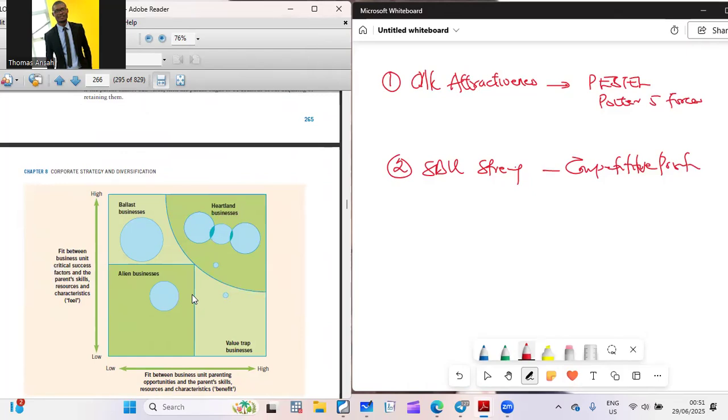So look at it. The purpose is to assess how well a corporate parent fits with its SBU, on its ability to understand and add value to the SBU. To understand is what we call feel. What is the feeling? Do they understand? How well does the parent understand the SBU? We call it feel. Then the top, this side, is called the benefit.